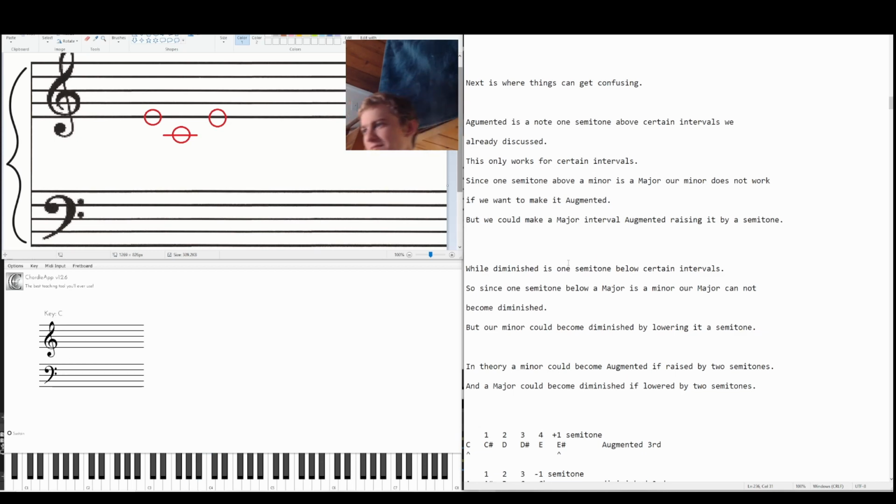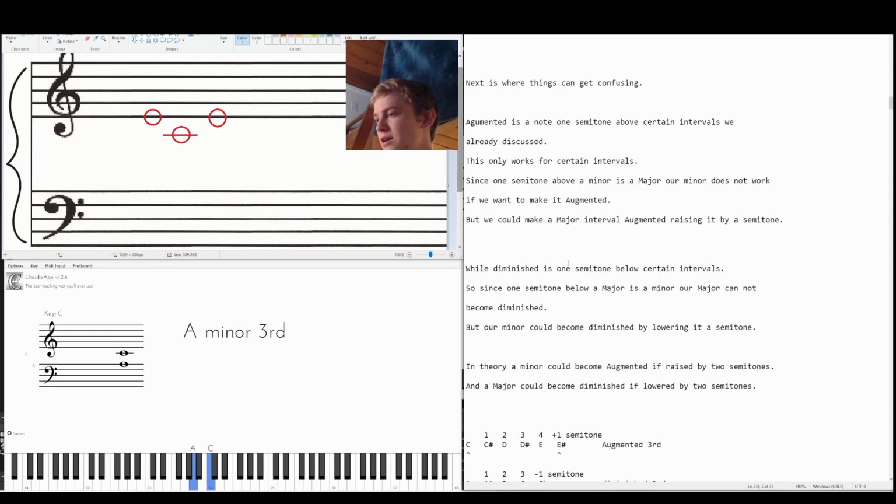Okay, so now we're looking at diminished. Diminished means one semitone below certain intervals. So since one semitone below a major is a minor, our major cannot become diminished. So let's look at a major third. We have a major third, and we have A, and we have D flat. Just think about the fact that it's a major third and that now we're going to go one step down and look at what it becomes.